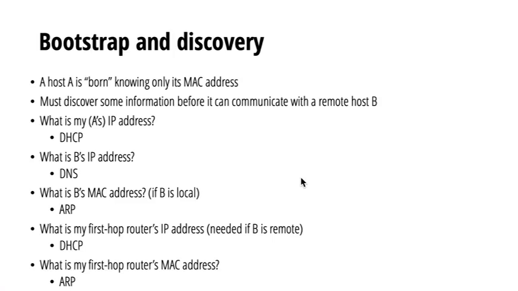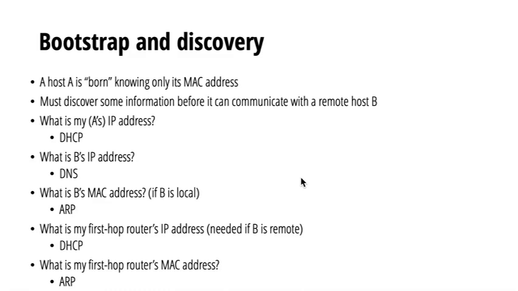I'm going to ARP, saying, I'm going to broadcast again on my local network saying, what is the MAC address of my first hop router? And so my first hop router is going to respond saying, this is my MAC address. So at this point, I have all the information I need to get the packet to that router.